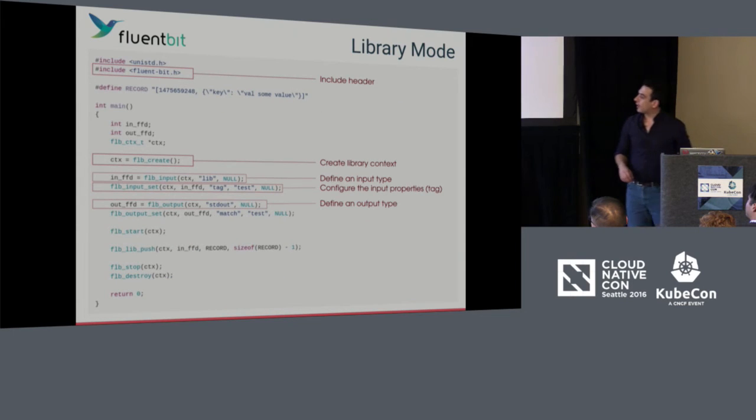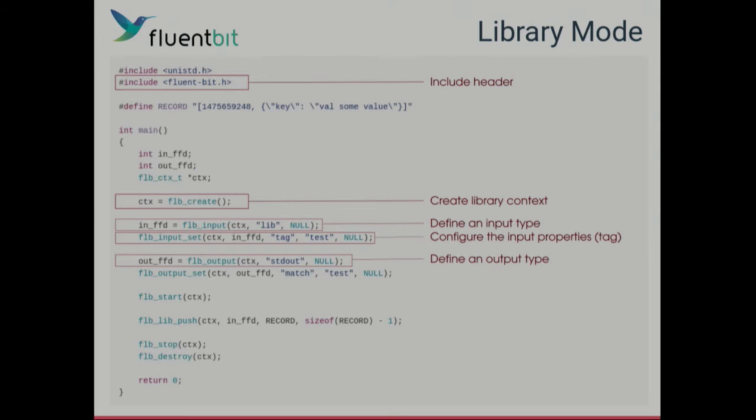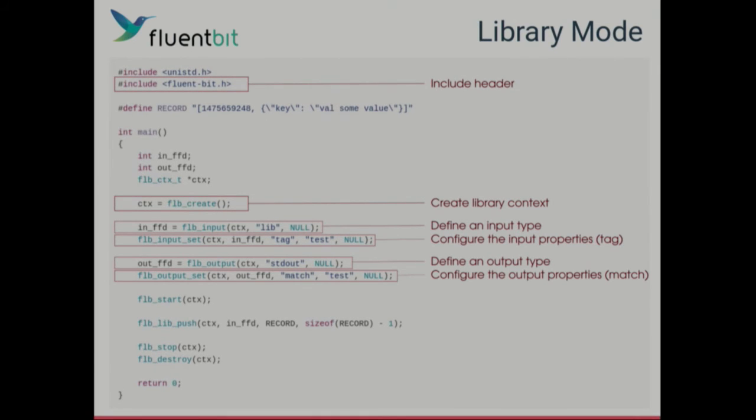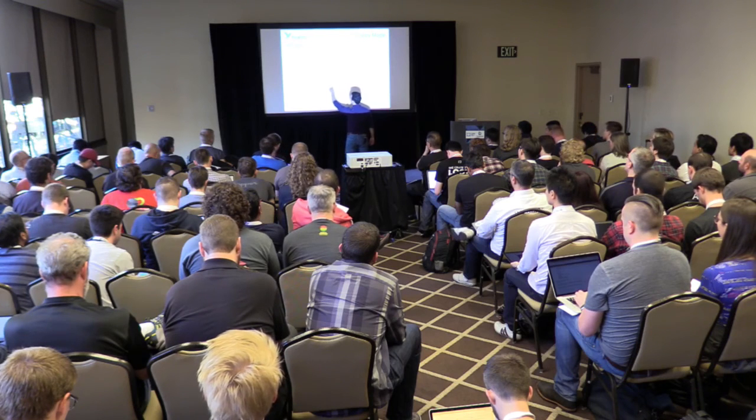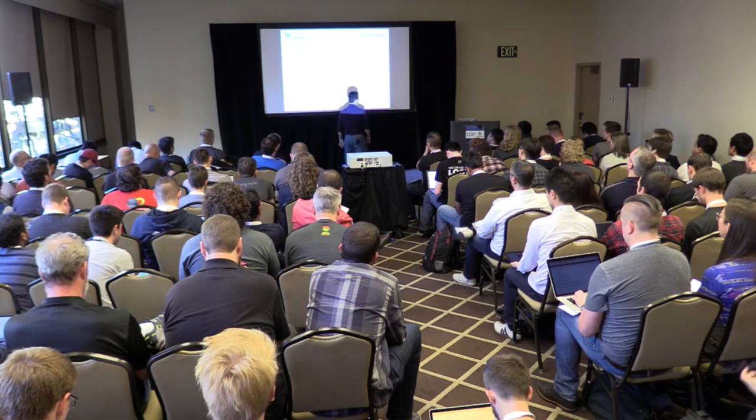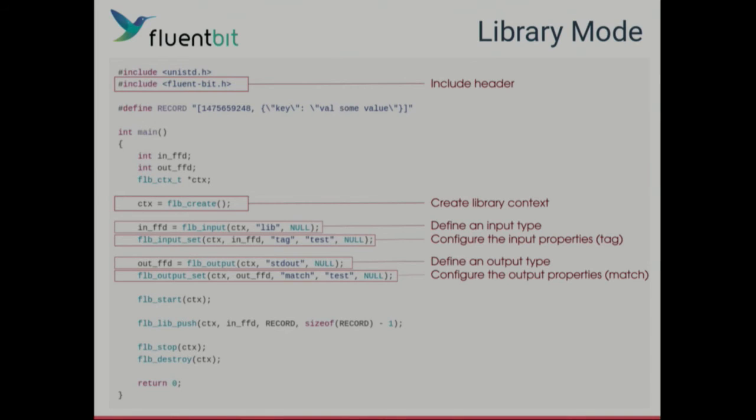Then we need to define the outputs. Always we are using the context from the library and define an output type. In this case, we are using the standard output, and we are adding a match. So everything that matches the tag test here, that was set before, is going to the standard output. Standard output is just for debugging, right? It's not a big deal.